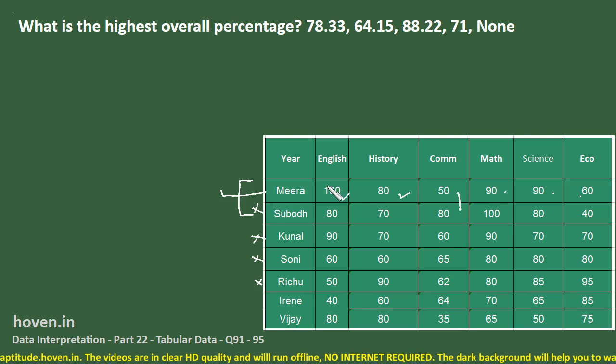Let us check Meera and Irene, lead of 40, lead of 20, 60. Loss of 14, lead of 20, in any case she is going to be greater, not much greater. So Irene is also not more than Meera. Take Vijay, Meera more, Meera balances, Meera more. Meera is less, but only 15. So Vijay is also not the topper.